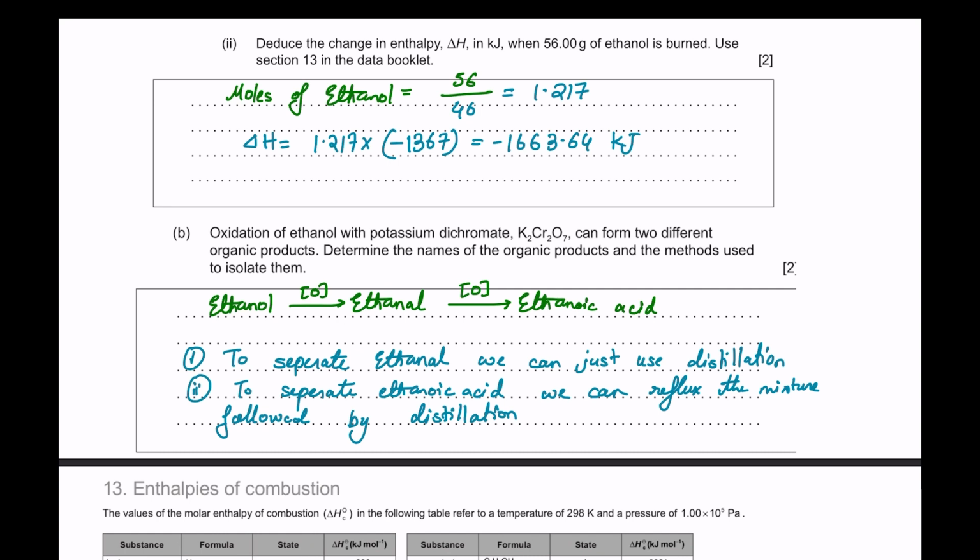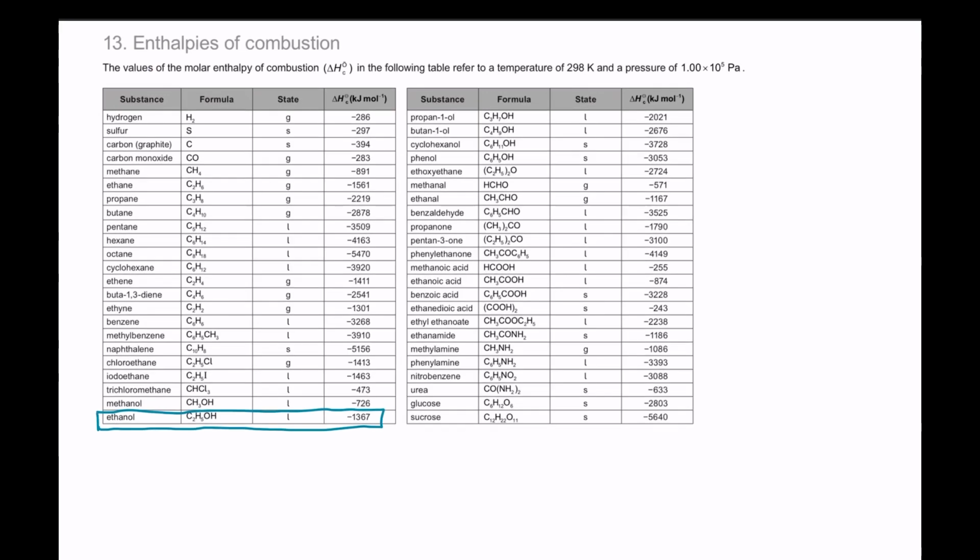Two organic products will be formed after oxidation of ethanol. Now, how can we separate them? For ethanol, we can just use distillation. For ethanoic acid, we can reflux after distillation. So you can just use distillation, then reflux the rest of the solution. You will end up with ethanoic acid.